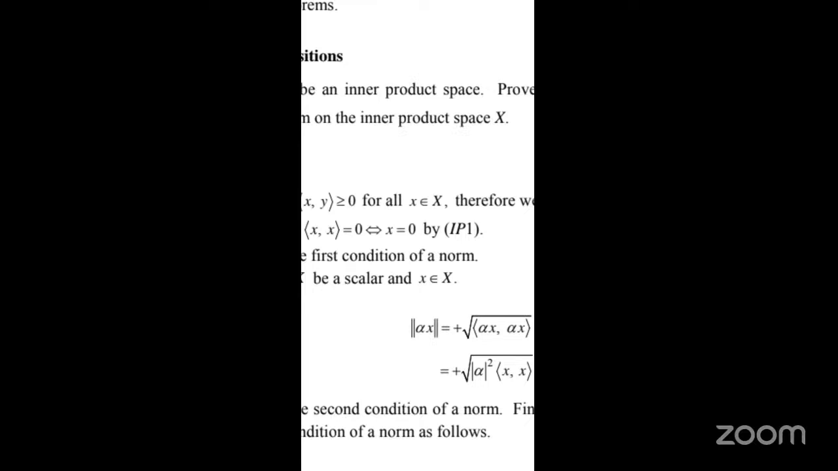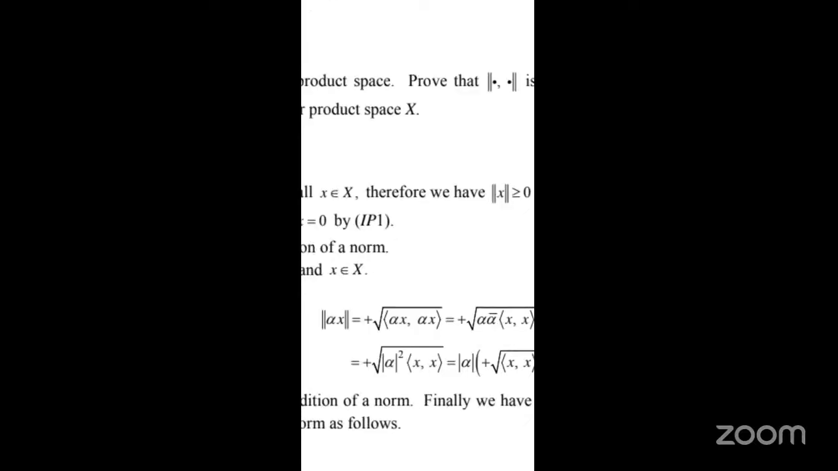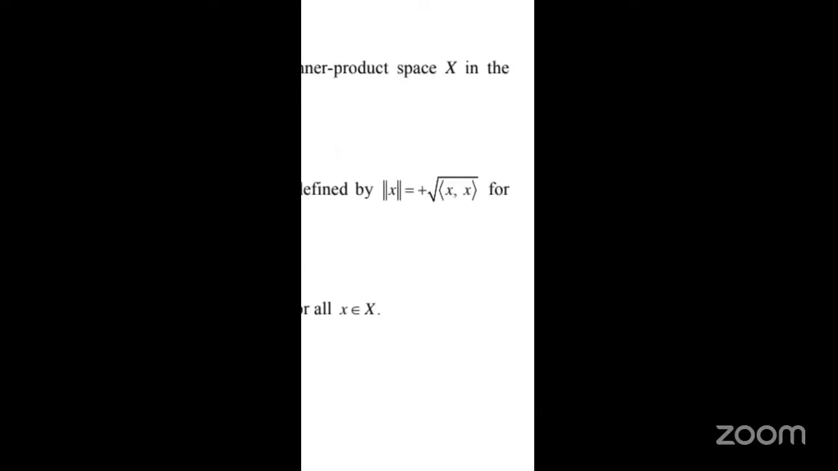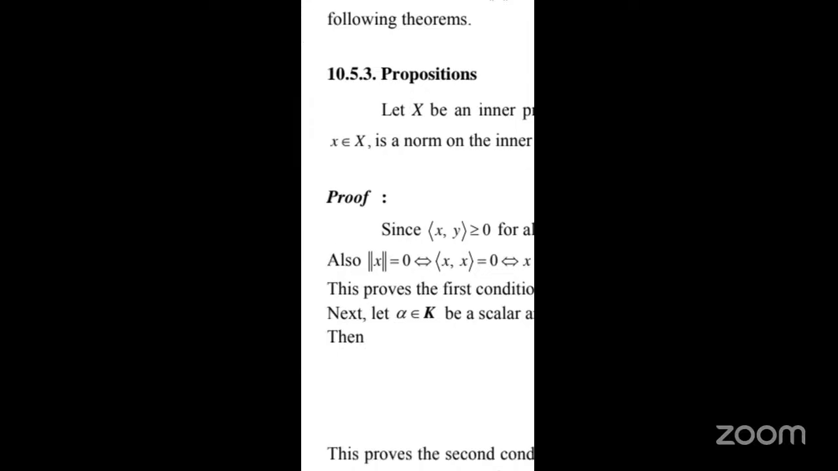Let X be an inner product space. Now prove that the norm defined by norm x equals the square root of the inner product of x and x. That is the simple notion in an inner product space. Okay. Now each and every one is important here.